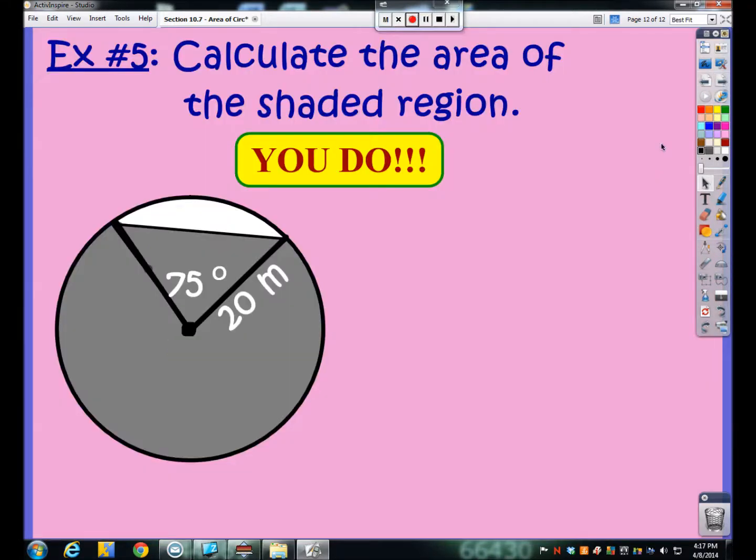And the last example, you guys work on your own. Now, it says calculate the area of the shaded region. Notice what's shaded. It is this gray region here. Okay? Notice this is a segment and this is a crust. I want everything that's not the crust. So we'll discuss that one in class. But I want you guys to try it out on your own before we do it in class. Okay? So that's what I'll be checking.